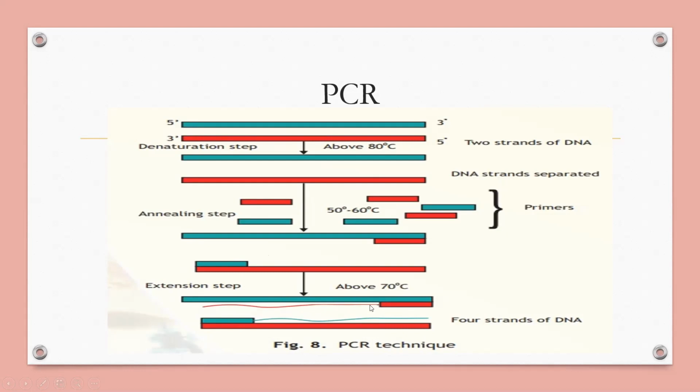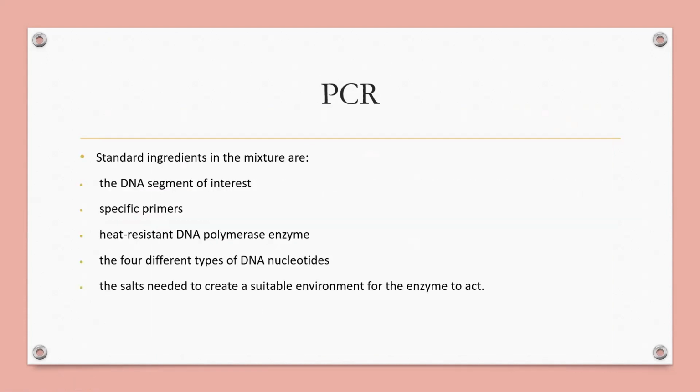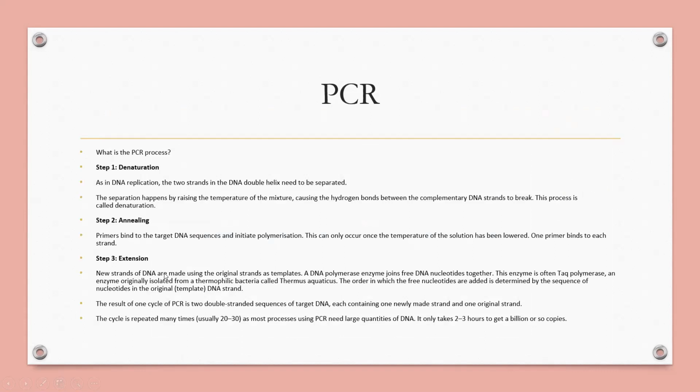The synthesis process in PCR is comparable to the DNA replication of the leading strand. The temperature is above 70 degrees centigrade. Taq polymerase enzyme can be used. Look at here. New strands of DNA are made using the original strands as templates. A DNA polymerase enzyme joins free DNA nucleotides together. This enzyme is often Taq polymerase, an enzyme originally isolated from thermophilic bacteria called Thermus aquaticus.